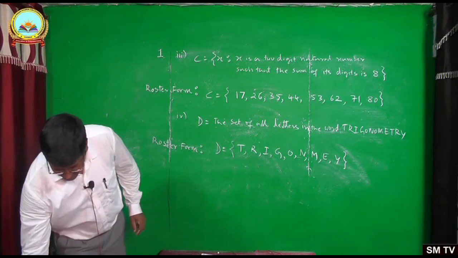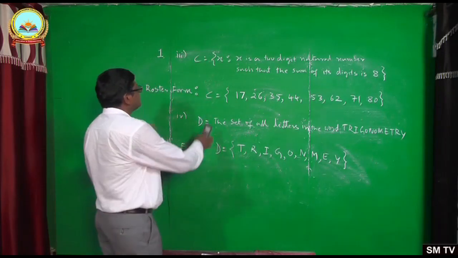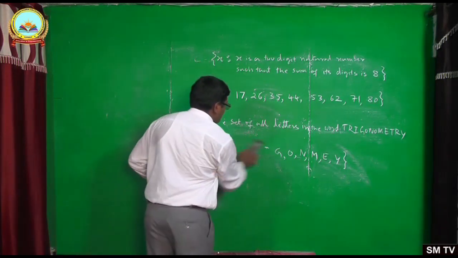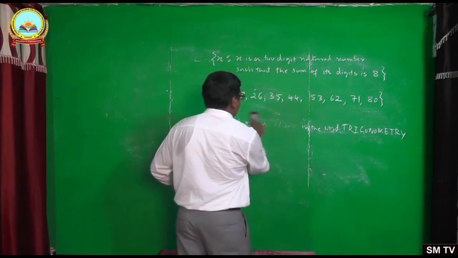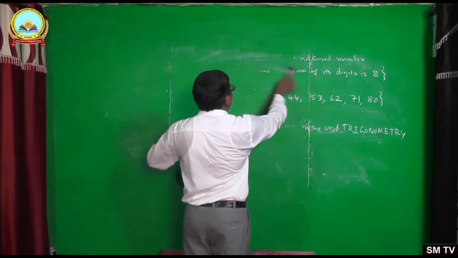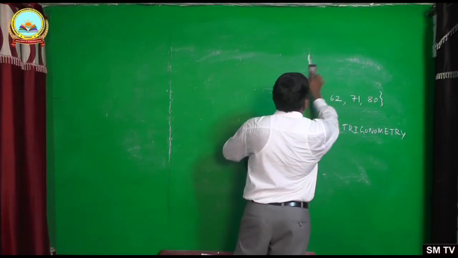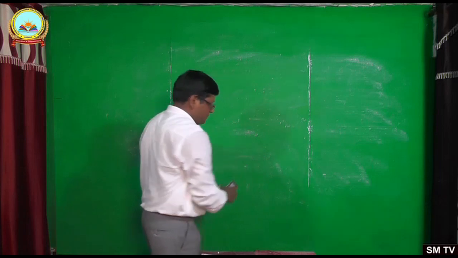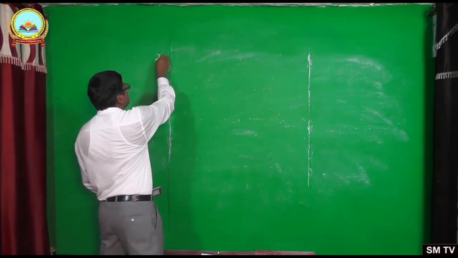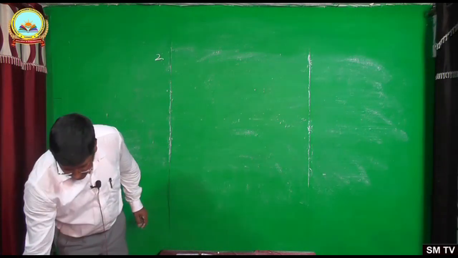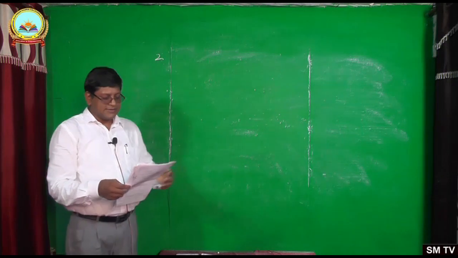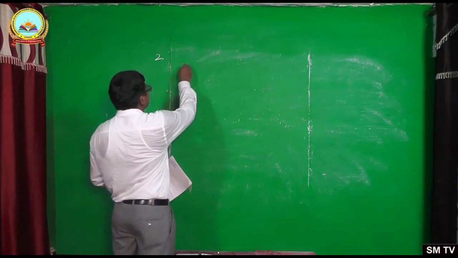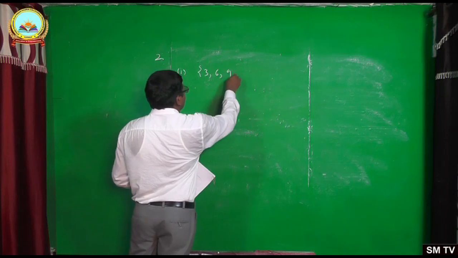Next, second main. Take down. Write the following sets in set builder form. In that, first one, 3, 6, 9, 12.